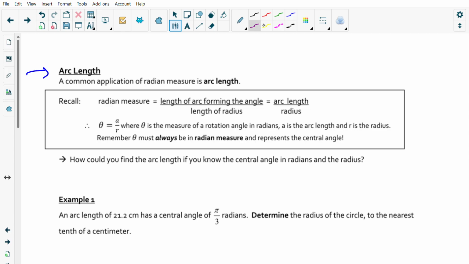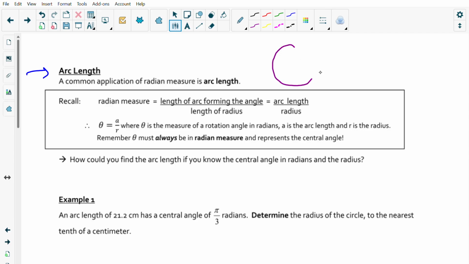Let's think about this concept, arc length. A common application of radian measure is arc length. Recall, radian measure equals arc length forming the angle divided by the length of the radius, equals arc length divided by the radius.